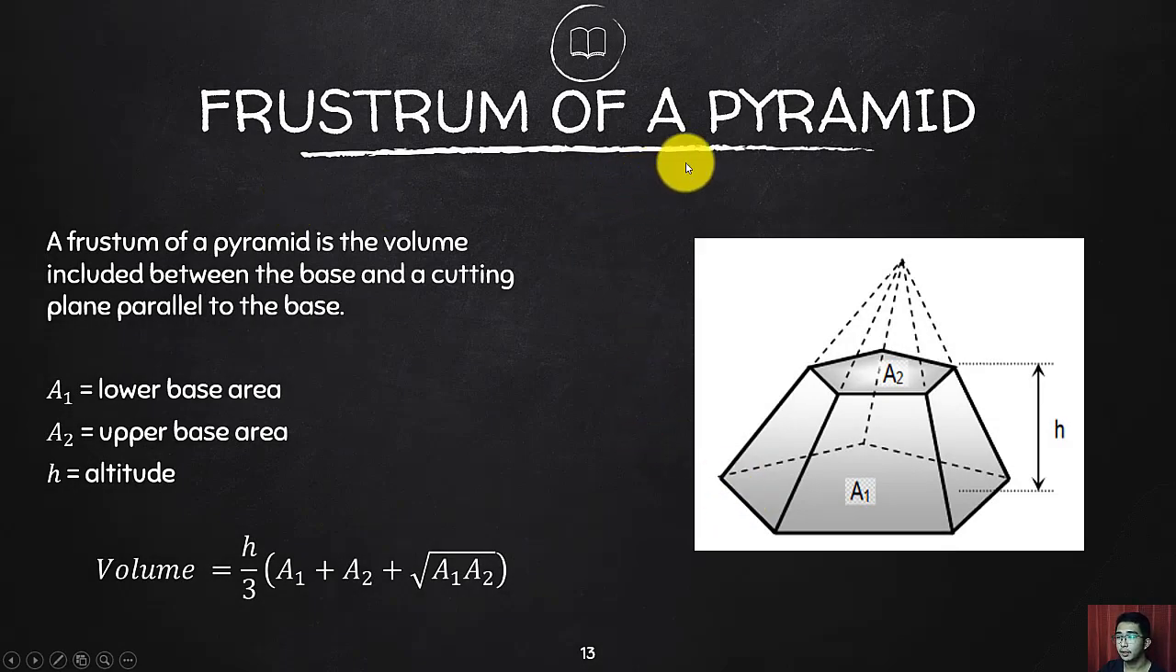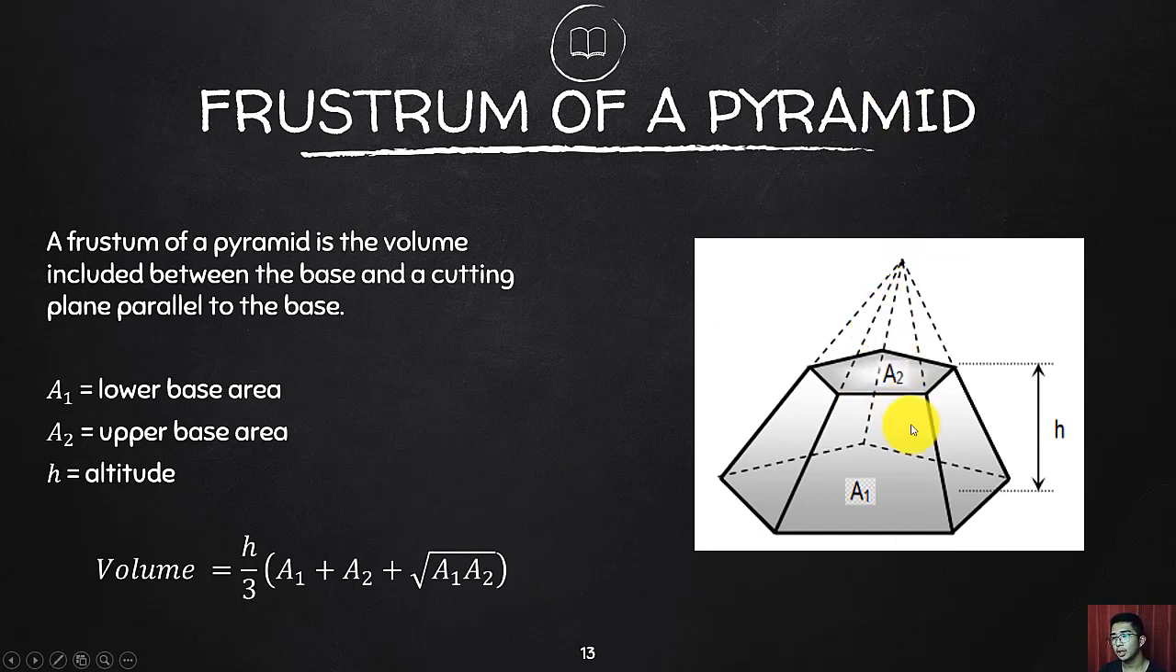A frustum of a pyramid. A frustum of a pyramid is the volume included between the base and a cutting plane parallel to the base. Now a frustum is this one. Without the cut, this entire figure is a pyramid, correct? The solid is a pyramid. But if you pass a section somewhere in between the base and the vertex and then cut, the remaining solid above forms now a frustum.